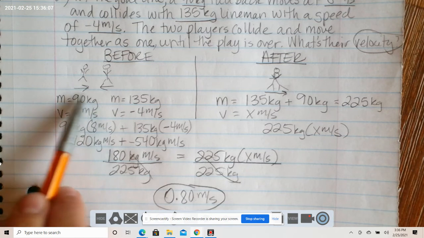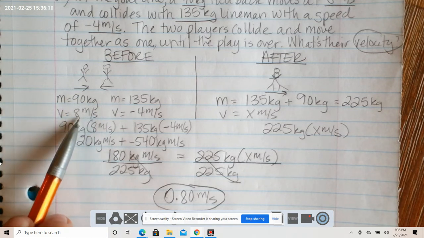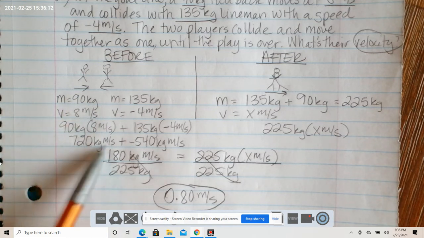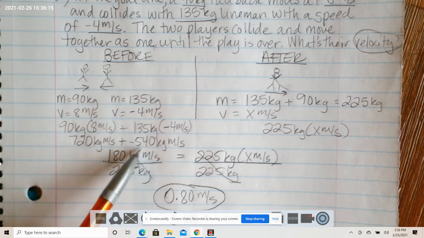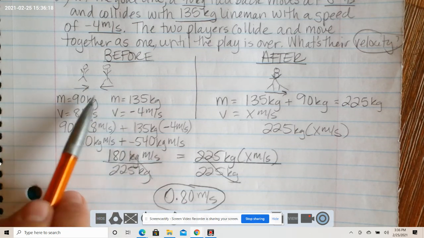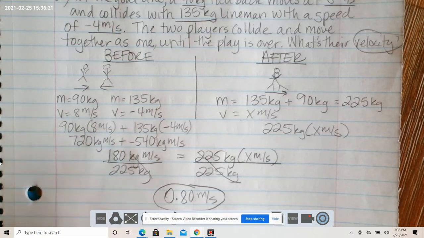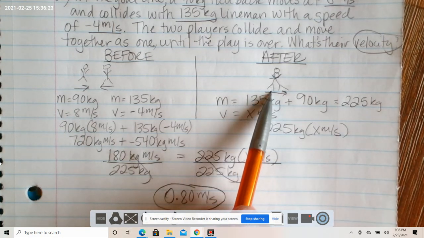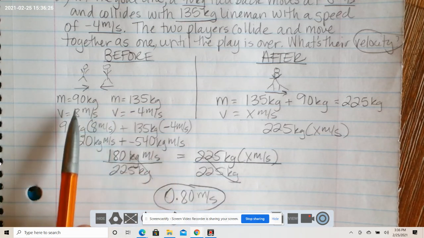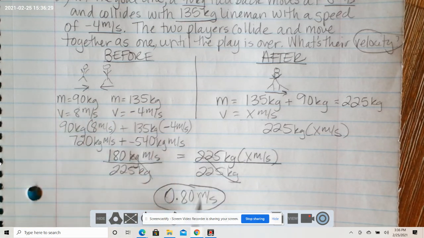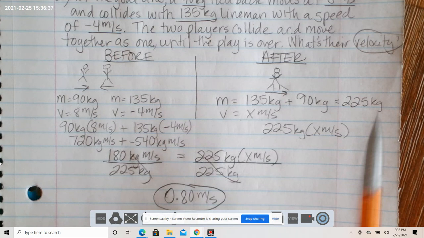So look at this guy's smaller, 90 kilograms, but he's moving 8 meters per second. So he has a 720 momentum. This guy only has a negative 540. So the smaller guy, because he's moving faster, has more momentum. So when he moves this guy, it's going to be really slow because that's a giant lineman in comparison to how much he weighs. So if you actually look up 135 kilograms in pounds, you'll see it's quite big in comparison to the 90 kilograms. So they're not going to move very quickly after. That's why it's such a small number, but they are going to be moving to the right. Okay, and that is it.